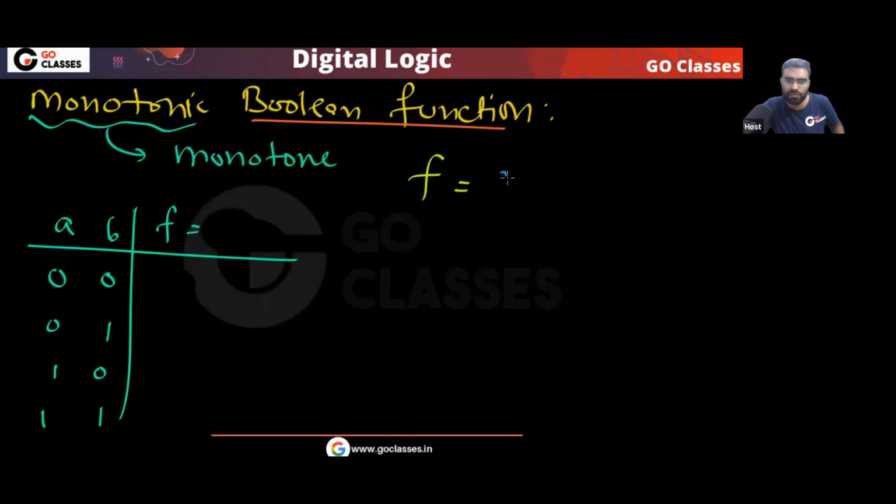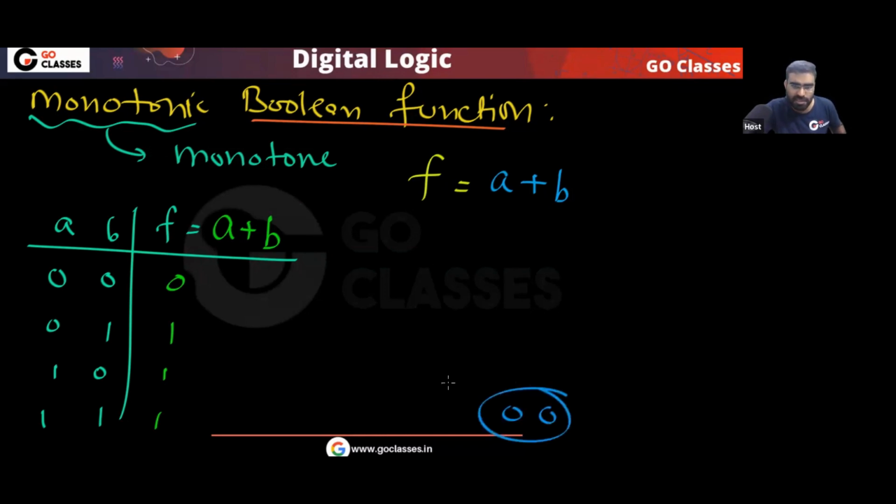Now let's see the next function, that is a or b. What about this function, a or b? See, this is your function a or b. Now you tell me, with respect to 0 0, which combination will you check? Remember, we have to increase by changing a single input from 0 to 1. You want to increase this input combination by changing a single input from 0 to 1.